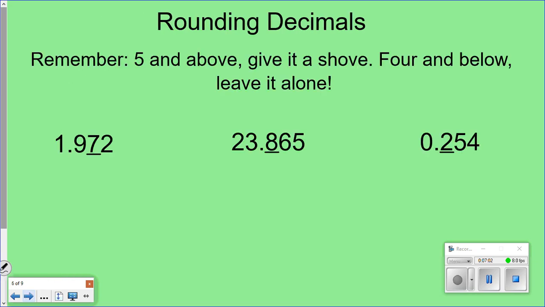We talked about that already. Let's talk about rounding. This is the next thing in your notebook I want you to write. So you're going to write rounding decimals on the same page.